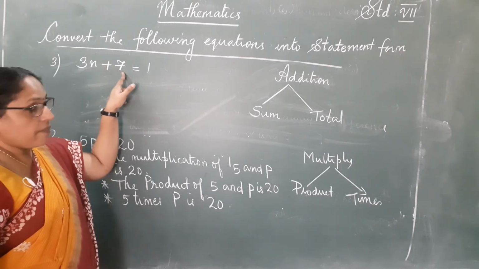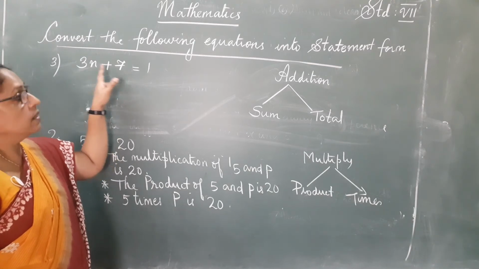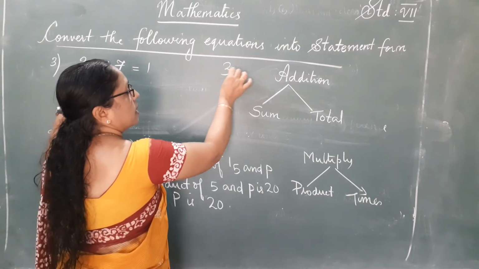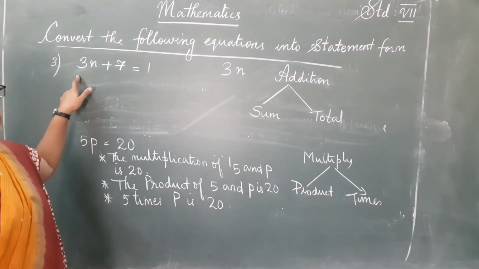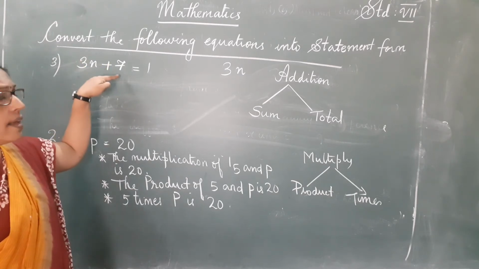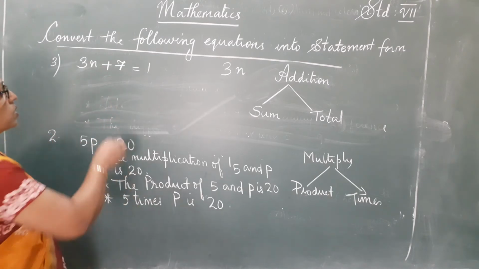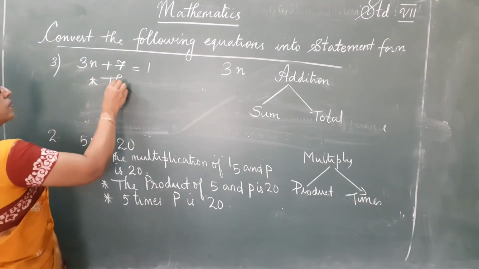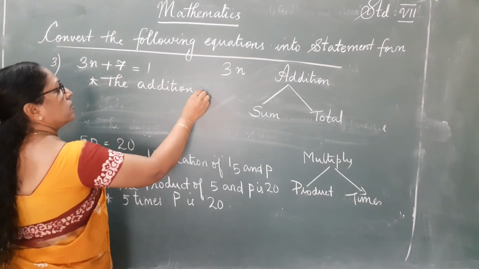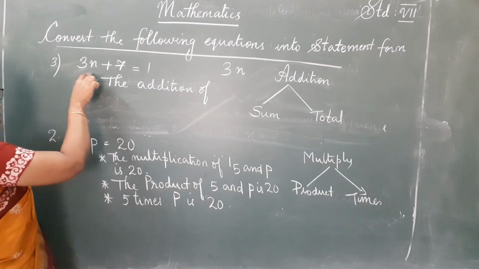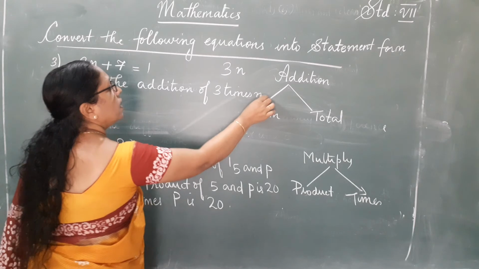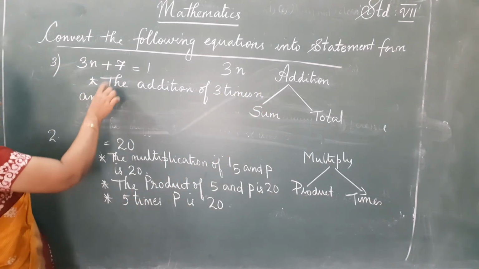of 7 and what is this? What do you call this? 3n. What do you call 3n? Yes, 3 times n. So the addition of 3 times n and 7 is 1. So the addition of number. Which number? 3 times n. That is the first number. And what is the second number? And 7.